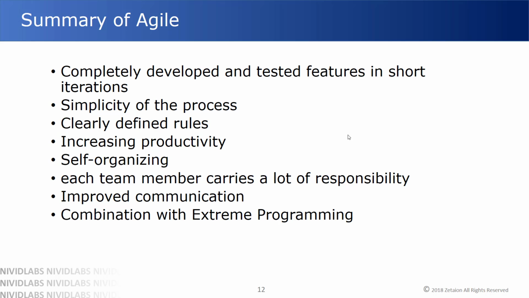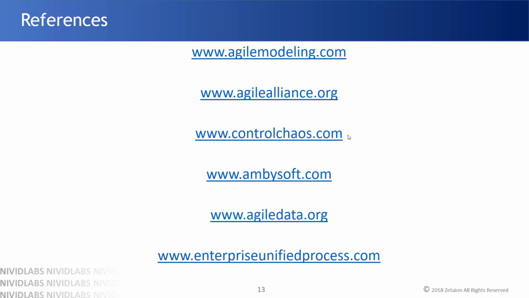To give a summary of Agile, the advantages of Agile are completely developed and tested features in short iterations, simplicity of the process, and clearly defined rules, roles and responsibilities. That's important. Increasing productivity, self-organizing teams where each team member carries a lot of responsibility, and improved communication using daily Scrum calls, in combination with extreme programming. That is the Agile process methodologies basics, and here are some references to it.